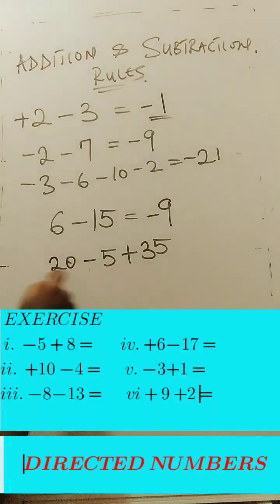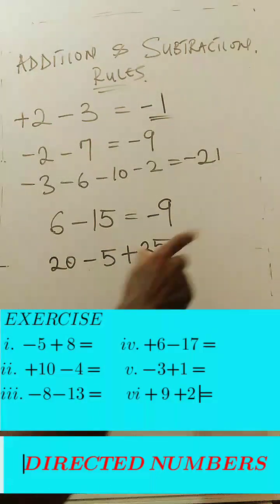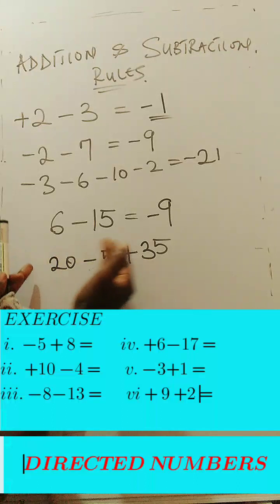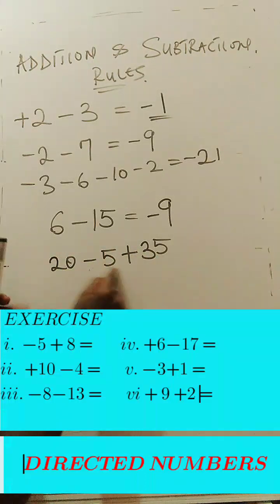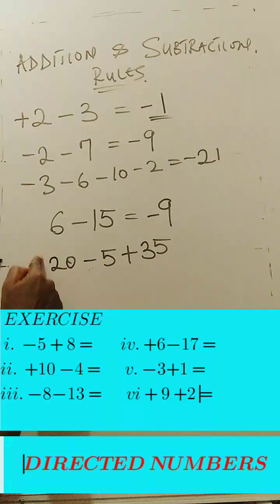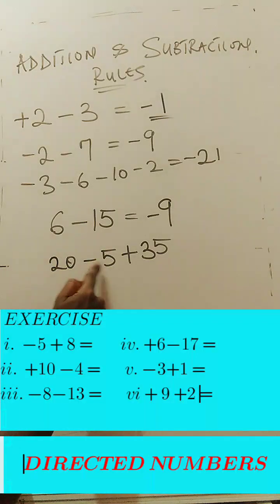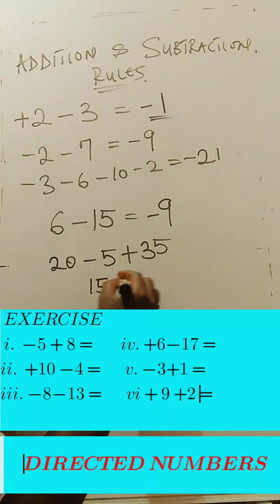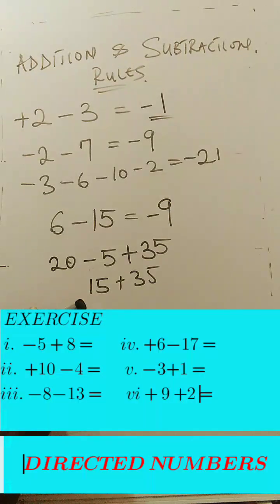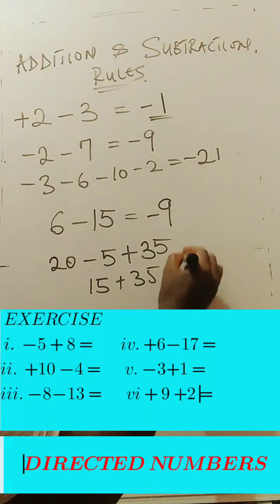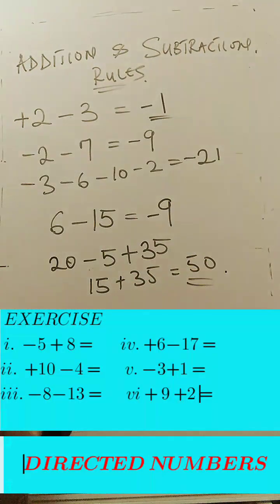Okay, so now don't rush and do everything at the same time. You can just take them two at a time. So let's solve these two first. The sign here is plus, right? So this is plus 20 minus 5. You already know 20 minus 5 is 15. So we have 15 plus 35, and 15 plus 35 is going to give us 50. So that is how to solve something like that.